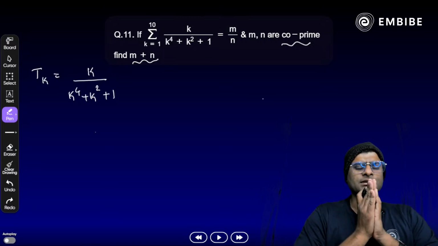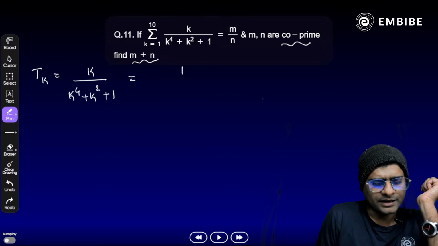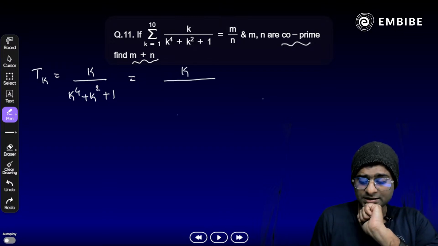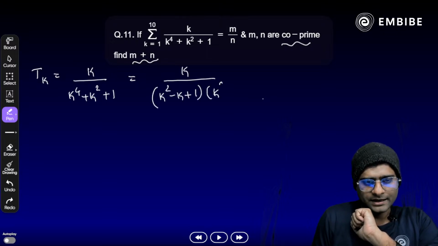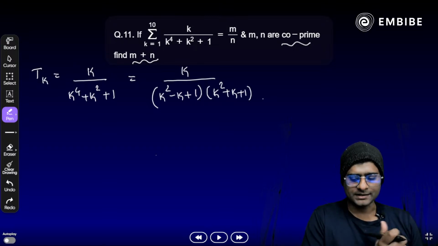नाउ व्हाट नेक्स्ट हियर, डिनोमिनेटर का फैक्टर करें, दैट इज व्हाट, k बाई, ओके, बाई क्वाड्रेटिक है, इसका फैक्टर आपको लर्न होना चाहिए, काफी इजी है. k स्क्वायर माइनस k प्लस 1, देन वी हैव k स्क्वायर प्लस k प्लस 1. क्लियर. नाउ हाउ डू वी सॉल्व दिस काइंड ऑफ अ सीरीज हियर.